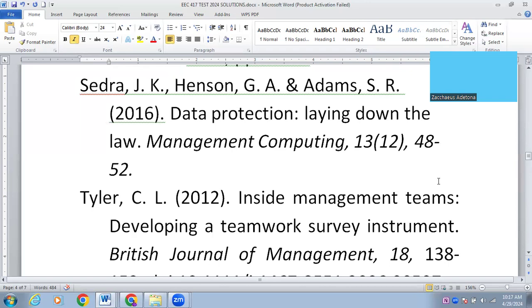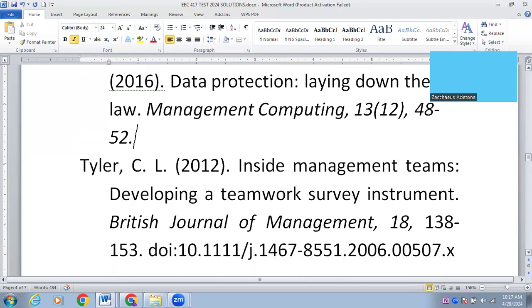And the last one is an online journal article written by only one author. And we have Tyler CL 2012. And the title of his article is Inside Management Teams, Developing a Teamwork Survey Instrument.